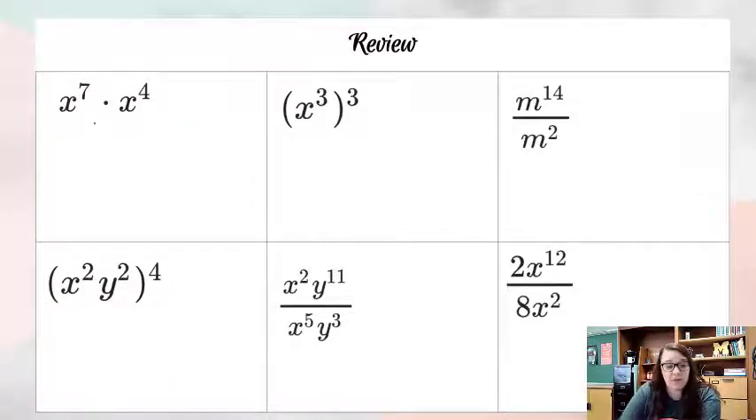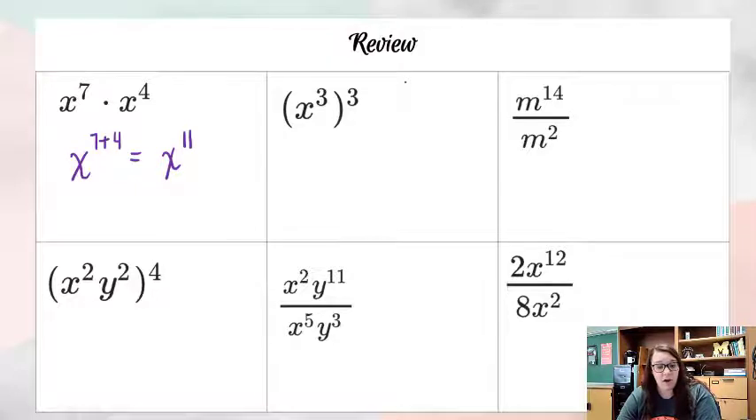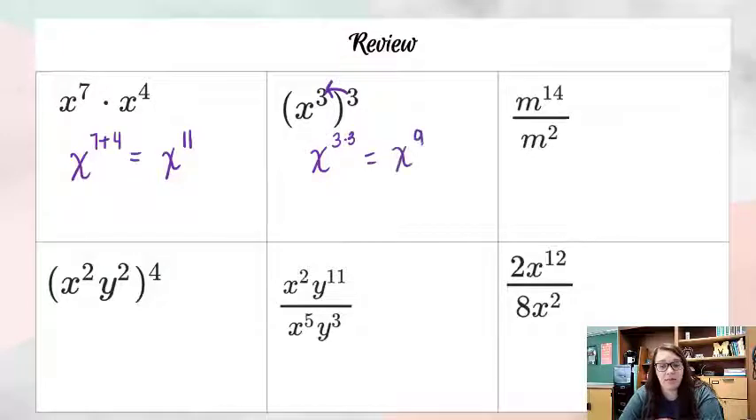All right, let's see how these went. On this first one, this is a multiplication property, so you add your exponents. So I've got x to the 7 plus 4, or x to the 11th. The next one is a power property. On a power property, you distribute and multiply. So I've got x to the 3 times 3, or x to the 9th.